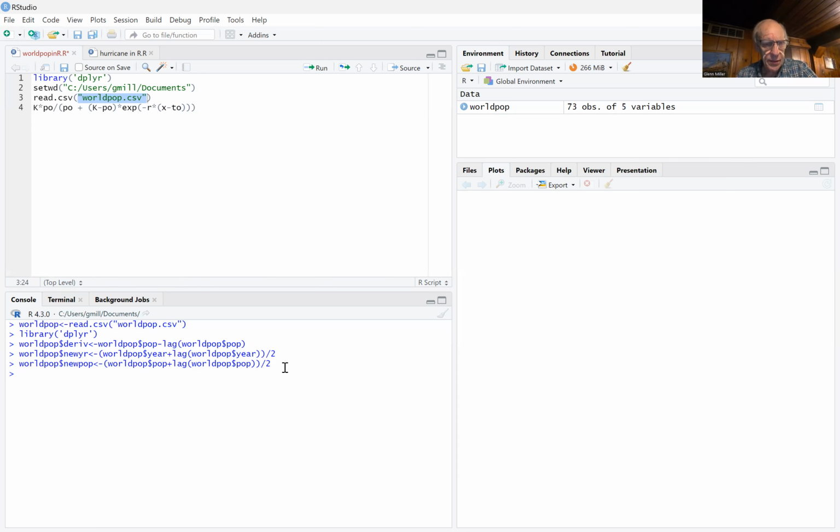Good. Okay, so now I can do the derivative divided by the population. So I'll call it rate of population growth, rate pop. Oops. That my data frame. And that's just the derivative. So it's really the percentage change in the population divided by the new pop. So that's going to be my y variable for the regression. And my x variable is going to be the population. So now I'm ready.